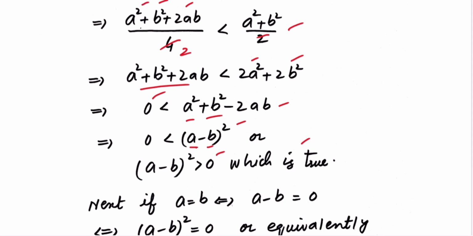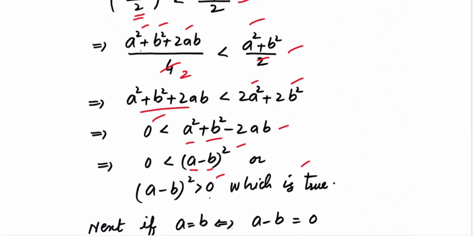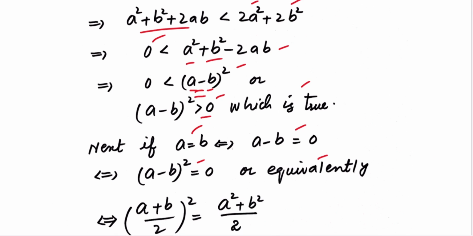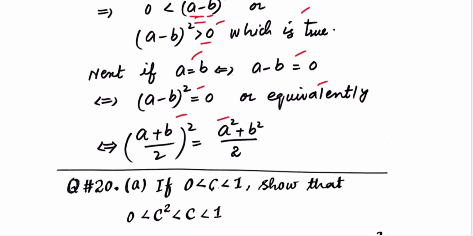So whenever this inequality is true, we have the truth that a minus b, a perfect square, is greater than 0. Now if a is equal to b, this implies a minus b is equal to 0, and if a minus b is equal to 0, then its square is equal to 0, or equivalently we can say that a minus b square equal to 0 means these two sides are equal, and conversely if these two sides are equal, then a and b are equal. This shows that the equality holds when a and b are equal.